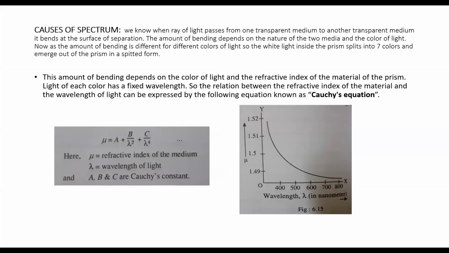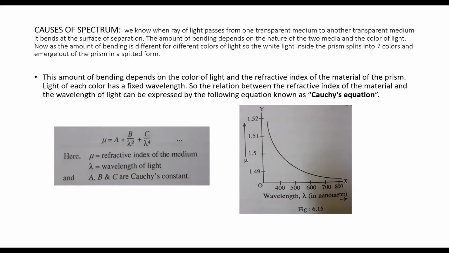Now I will talk about the causes of formation of the spectrum: how a simple glass prism is able to split white light into different colors. For this, we need to know the concept of refraction. We know refraction means bending of light. We take a polychromatic light, which is white light. Polychromatic means in white light we can see different colors, and monochromatic means a single color of light.